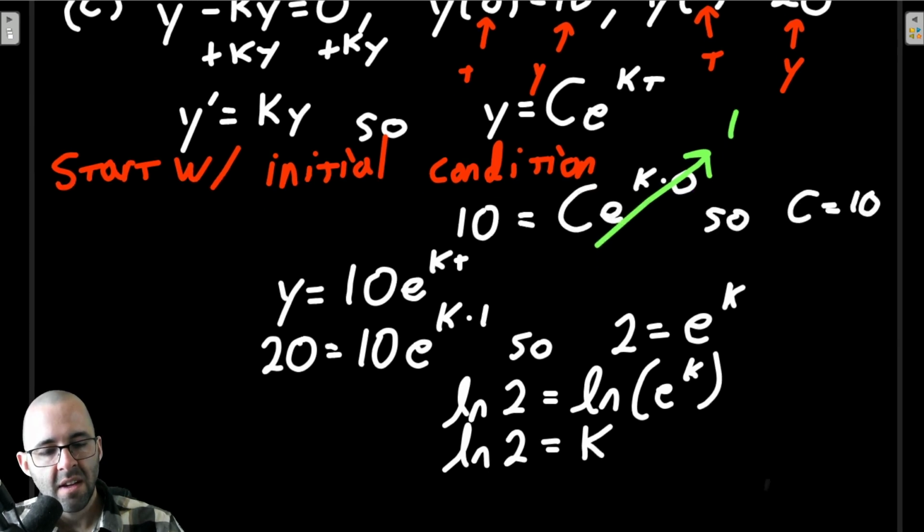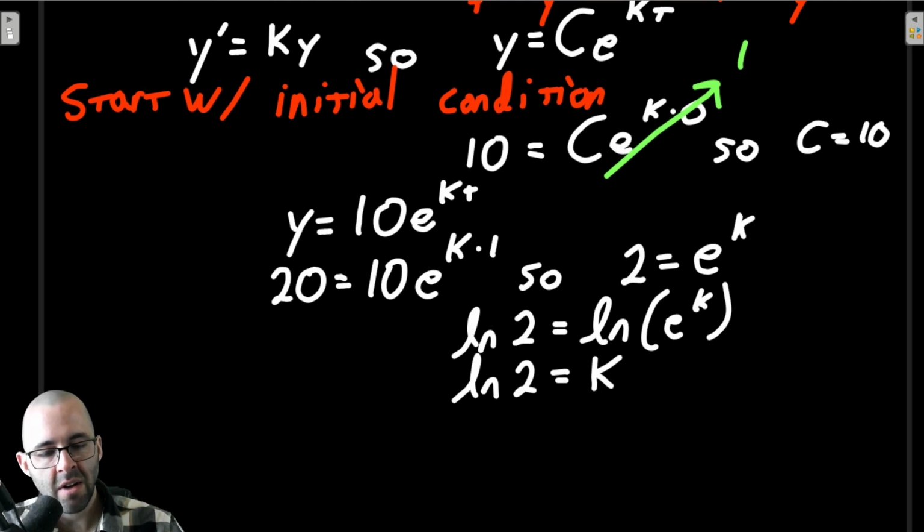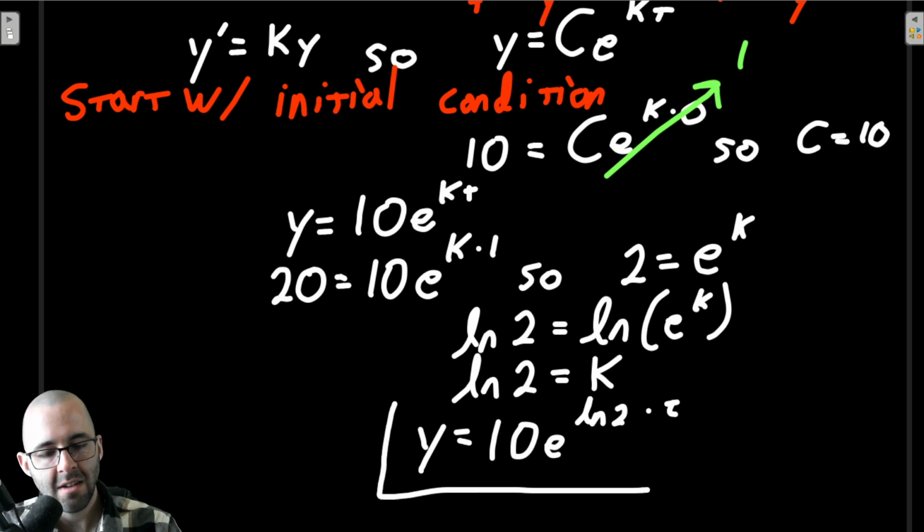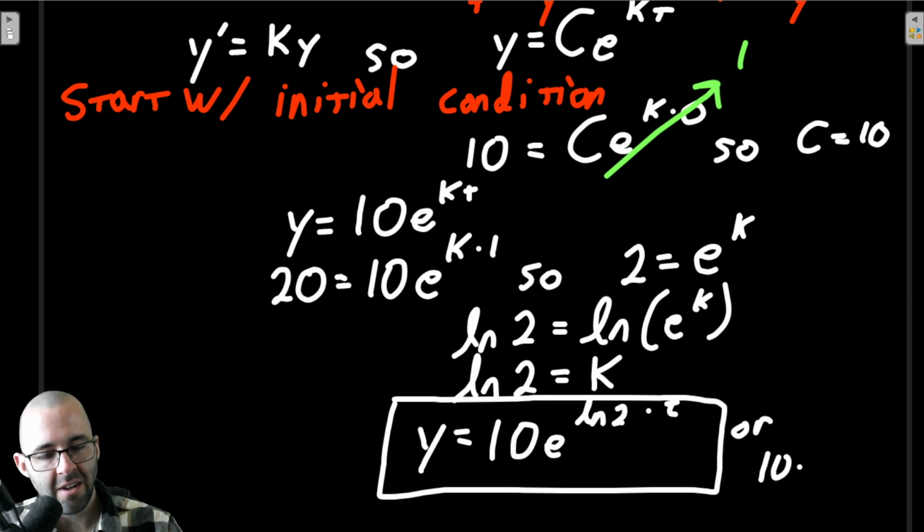We found k. We found c. We're ready to finish the problem. Y is going to be c, which is 10, times e to the k, which is the natural log of 2, times t. That's our answer. Fun fact, this is also 10 times 2 to the t. It's another way of writing this answer, but you can just stick with the box.